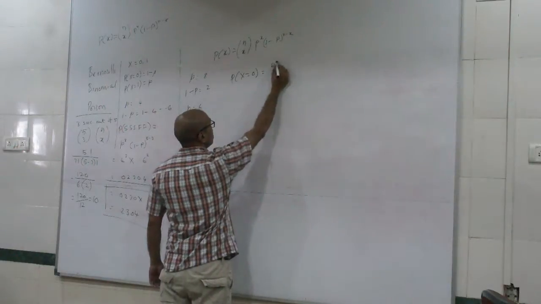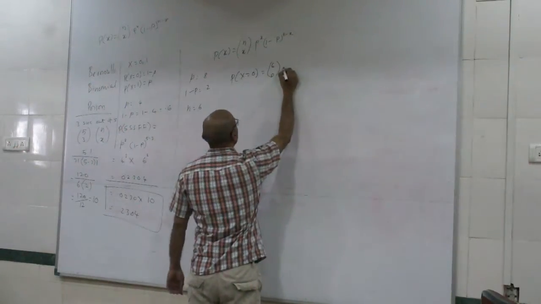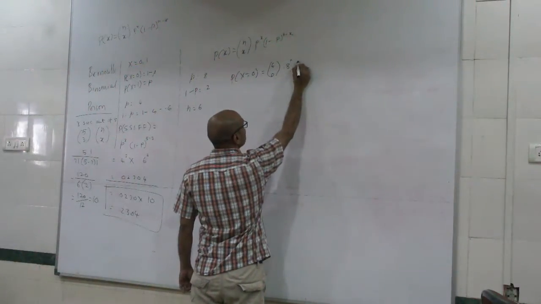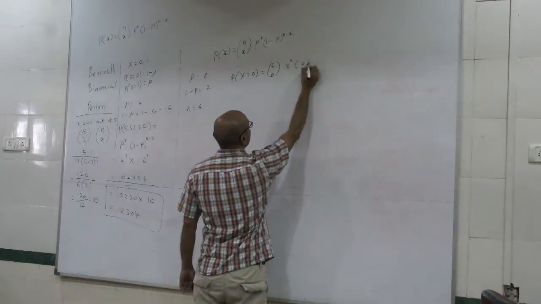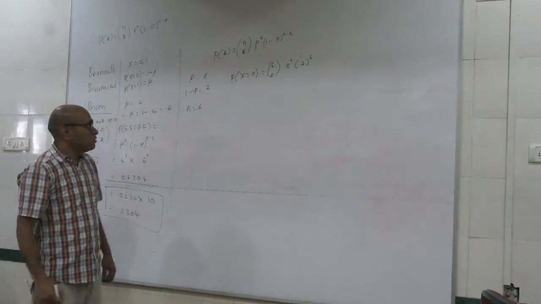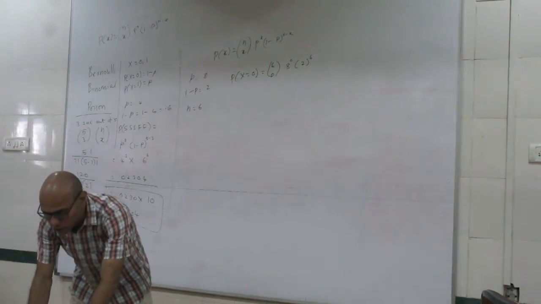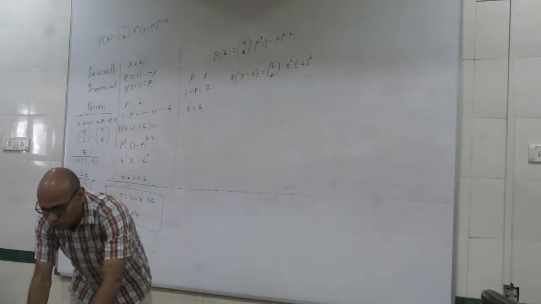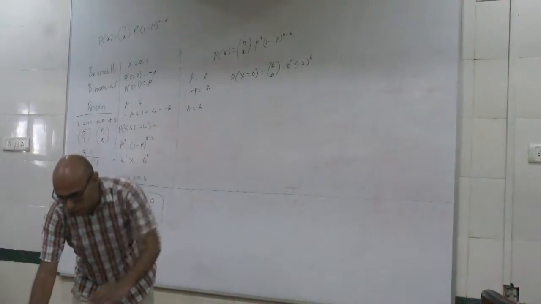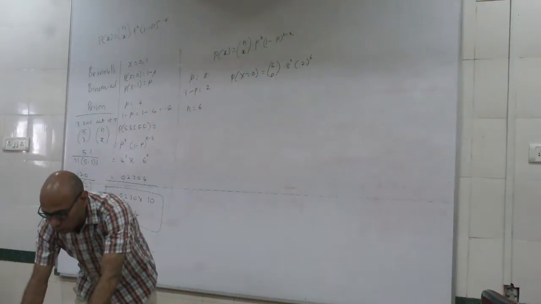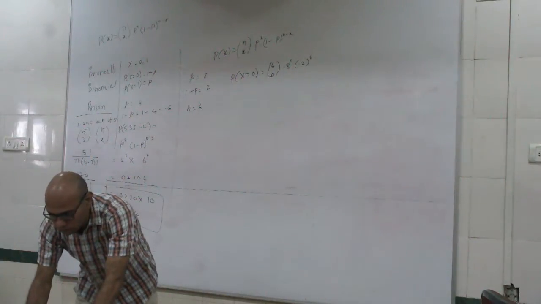6C0, 0.8 raised to 0 and 0.2 raised to 6, right? 6 minus 0 is 6, right? So let's quickly work it out. 0.8 is the probability of success, and we are interested in 0 successes. 0.2 is the probability of failure, and we are interested in 6 failures.